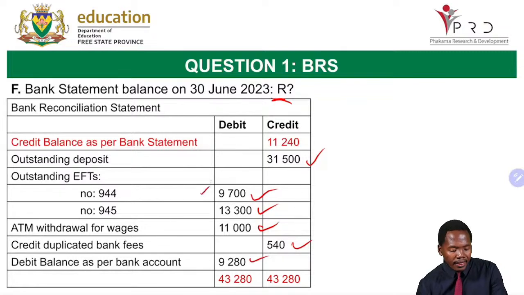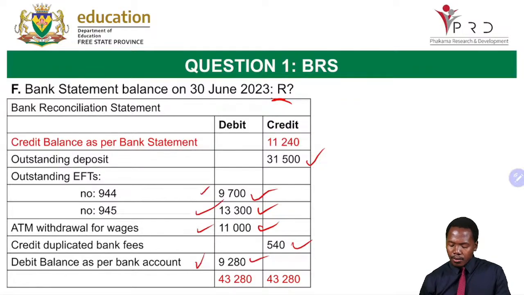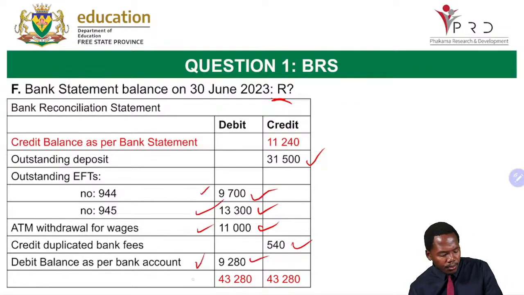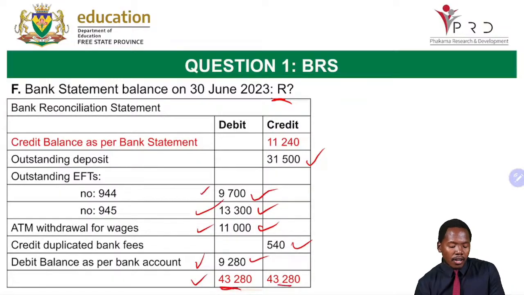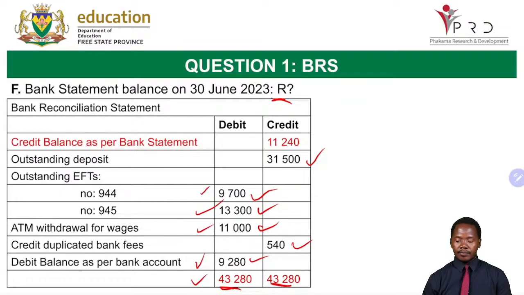When we take our 9,700 plus our 13,000, let's calculate together. 13,300 plus 11,000 plus 9,280, we get a total of 43,280. So that total, we're going to record it on both sides.